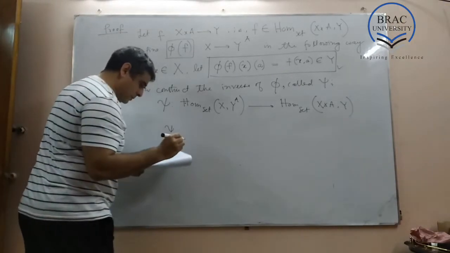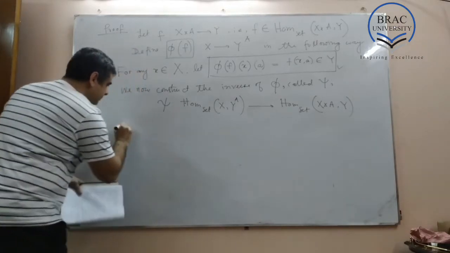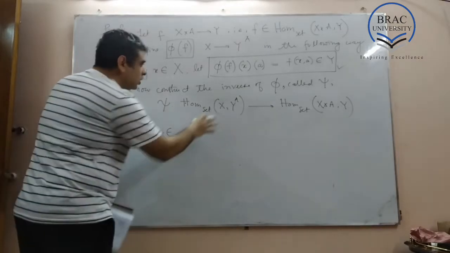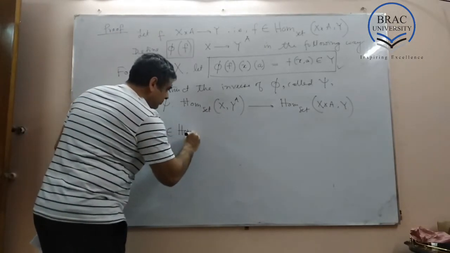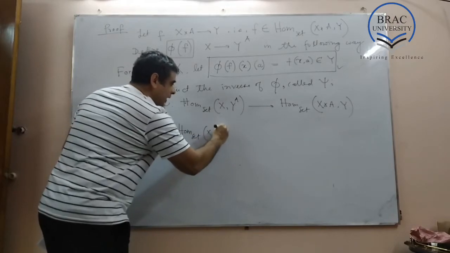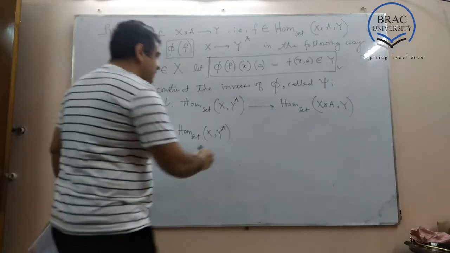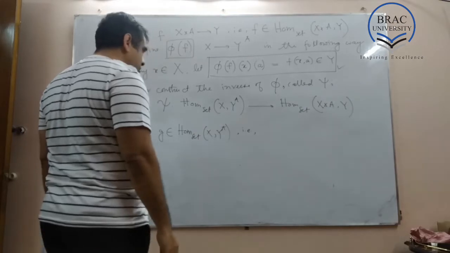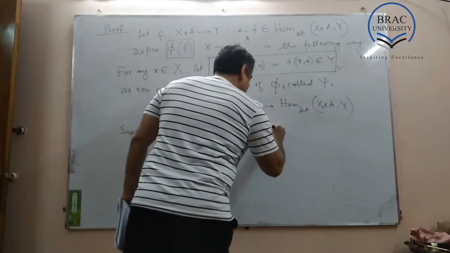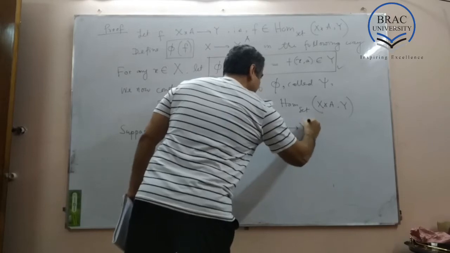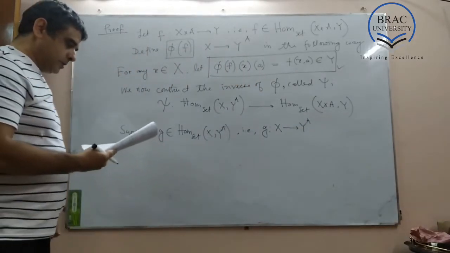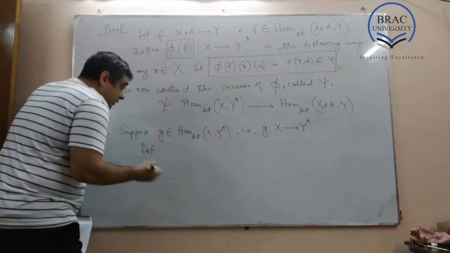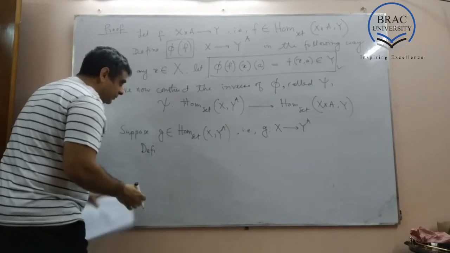Psi. Suppose g is an element of this domain, which means g is an element of the hom-set from X to Y^A. That is, I'm not skipping any step for your convenience, g is a map from X to Y to the A. Okay. Perform the definitions clearly, and try to understand if they make complete sense.